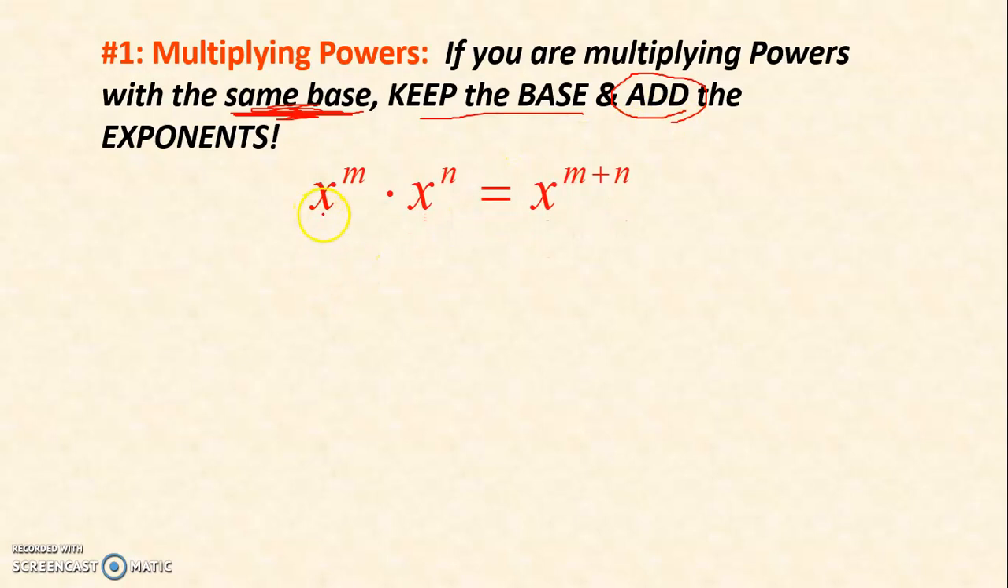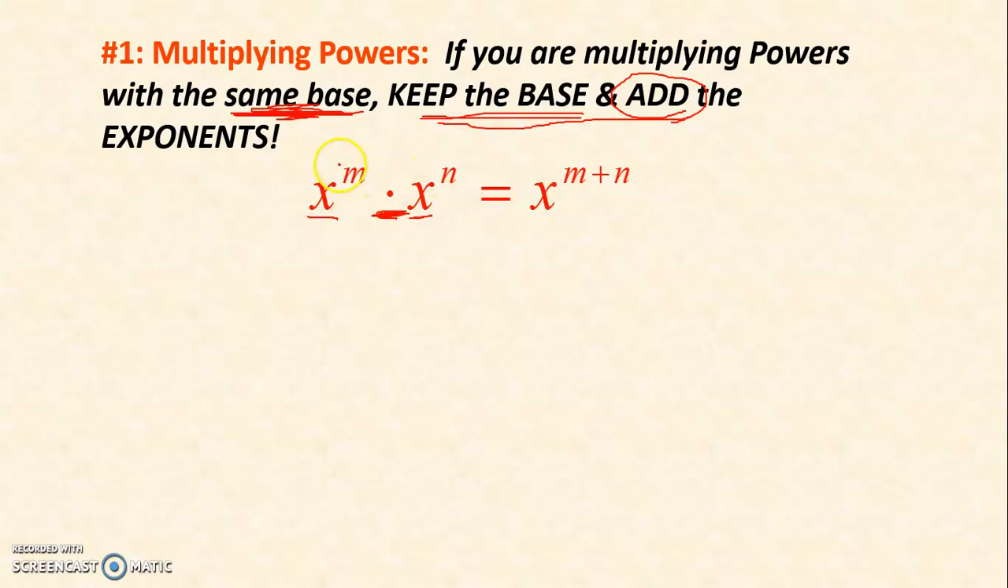For example, we have here x raised to m multiplied by x raised to n. The base here is x. The base here is also x. Remember, this law is only intended if the operation between the expressions is multiplication. Since they have the same base, you're going to keep the base or copy it. Copy the base, x times x, so that is x.